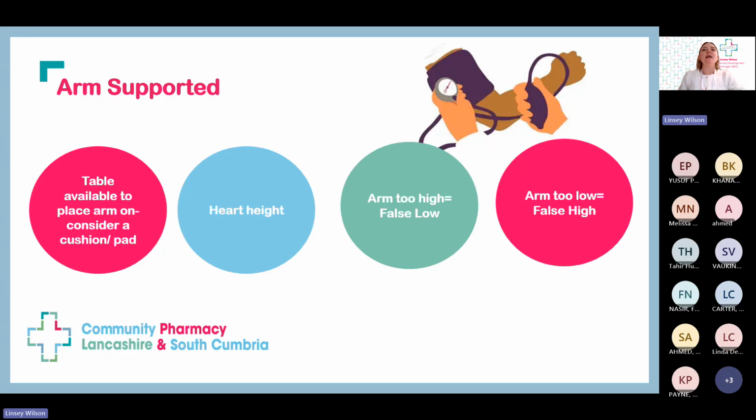We want our patient's arm to be nice and supported. So if you've got a table next to you, obviously you have a desk with your computer on. If that table is next to your chair where your patient is sat, they could rest their arm on there with a nice cushion or a pad so they're nice and comfortable. Ideally, we want them at heart height, so we don't want their arm way up in the air, and we don't want them leaning down, because again, that's going to cause that unevenness and could affect your measurement. If your arm is too high, you're going to get a false low measurement, so it's always the opposite way around. If your arm is too low, you might get a false high measurement. And that is just to do with your blood circulation and your blood flow going through your body.